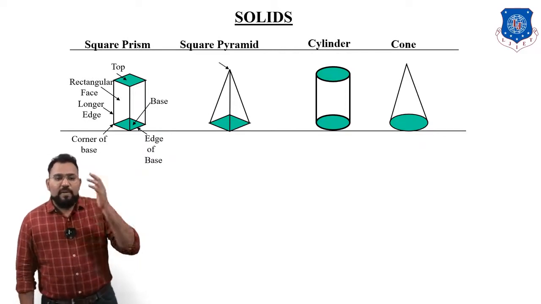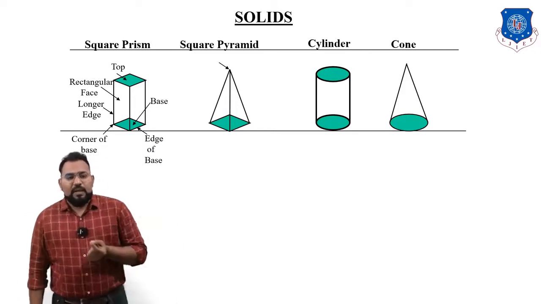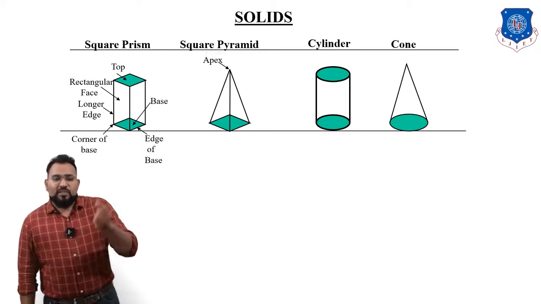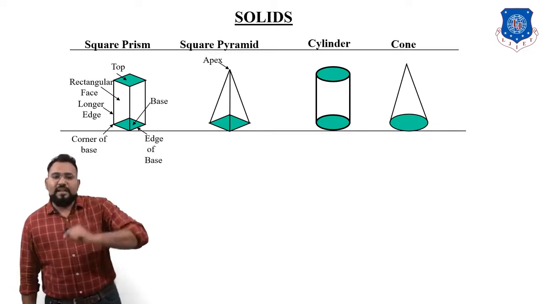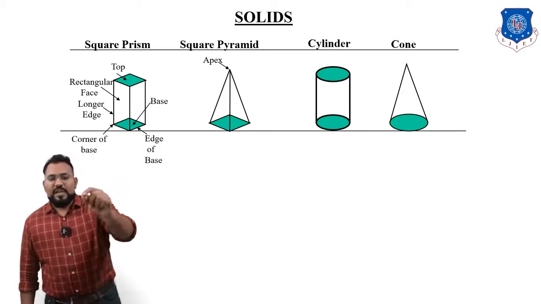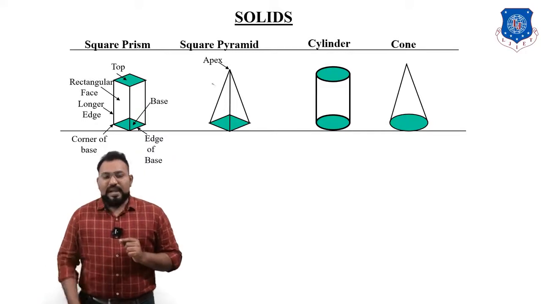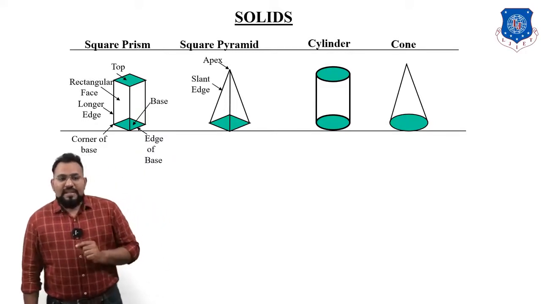Now come on to the square pyramid. So you can see the topmost portion of the square pyramid. That is known as apex. This point, the highest point where all the lines are connecting, is known as apex. Okay, so you can see that the highest point of the pyramid is known as apex. Next, this is known as slant edge.